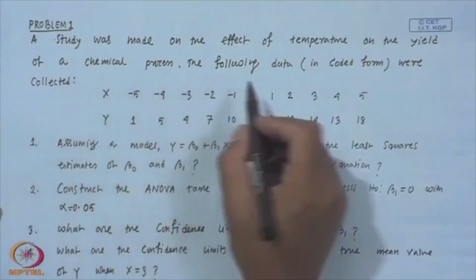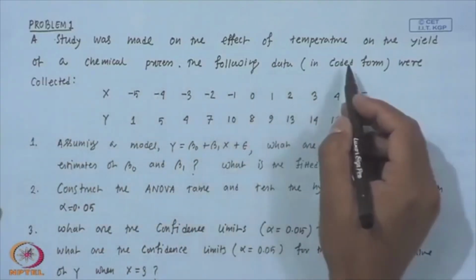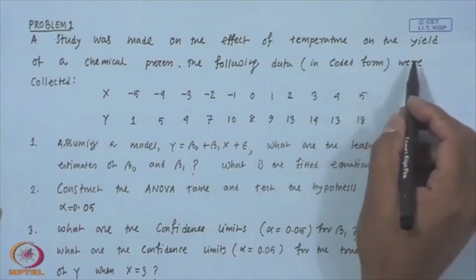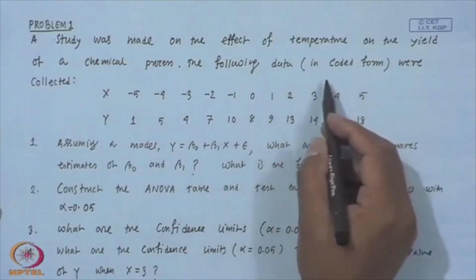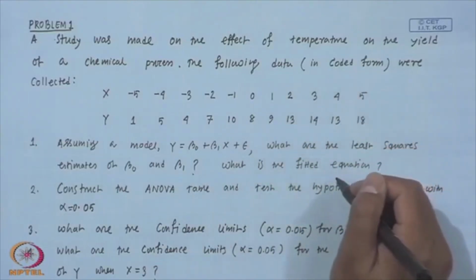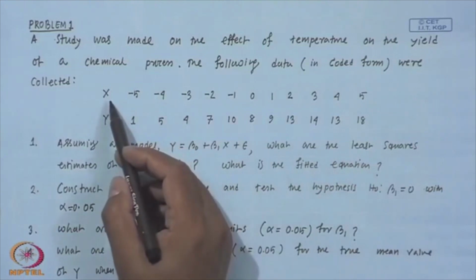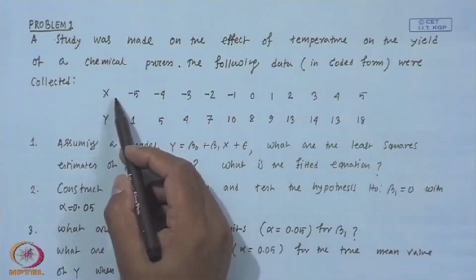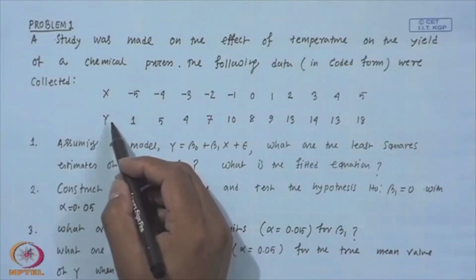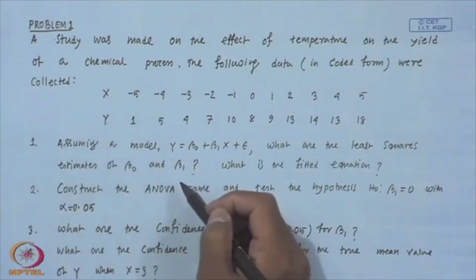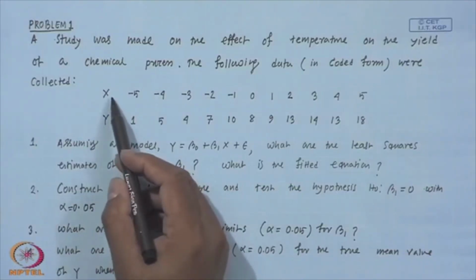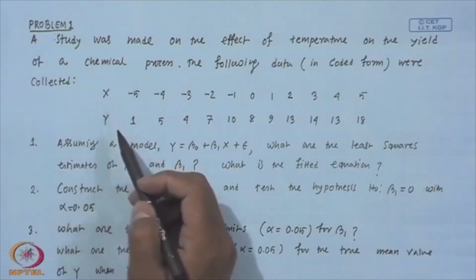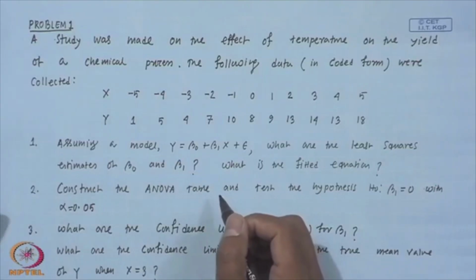A study was made on the effect of temperature on the yield of a chemical process. The following data were collected in a coded form. So, x stands for the temperature and y is the yield of the chemical process. So, y is the response variable and x is a regressor variable, and we want to fit a simple linear regression model here.